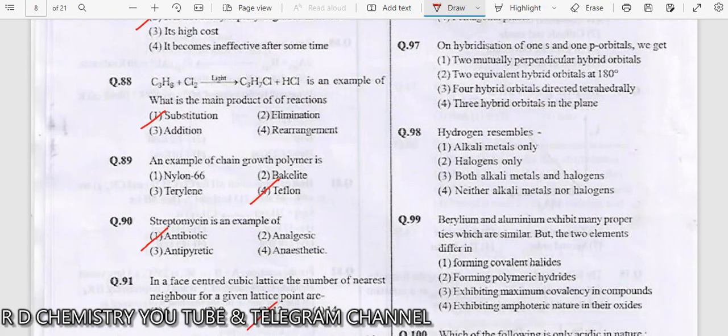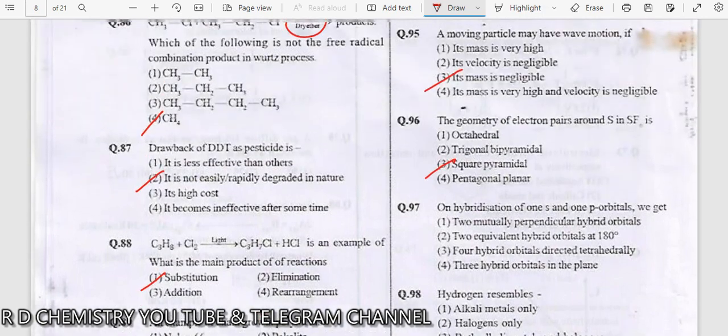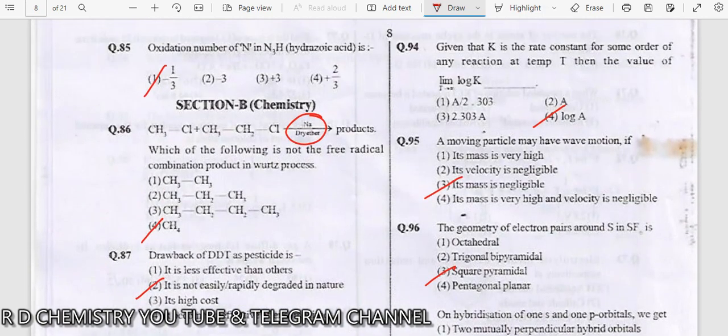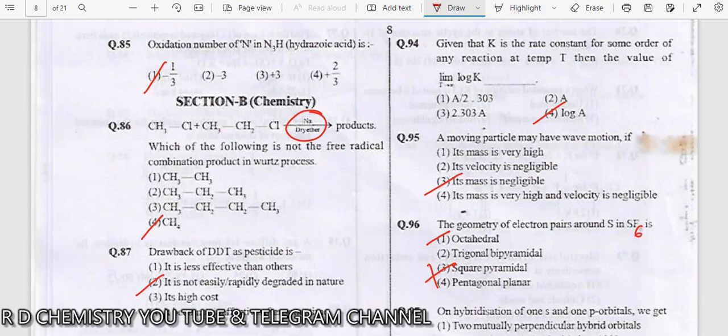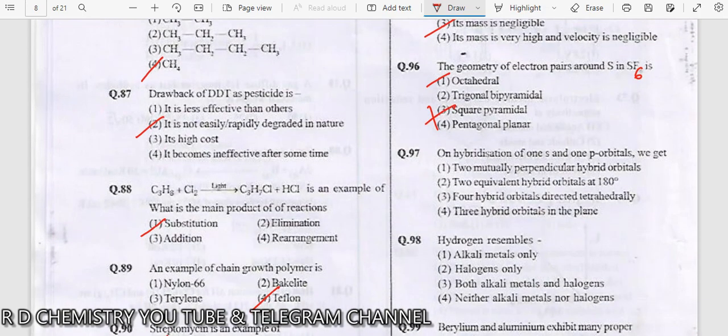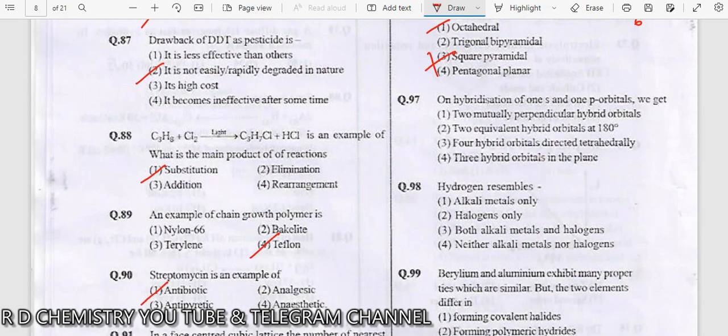Question number 95, answer is 3. Question number 96, answer is option number 1. Okay, so it is SF6. Question number 97, again from hybridization, chemical bonding. Answer is option number 2.